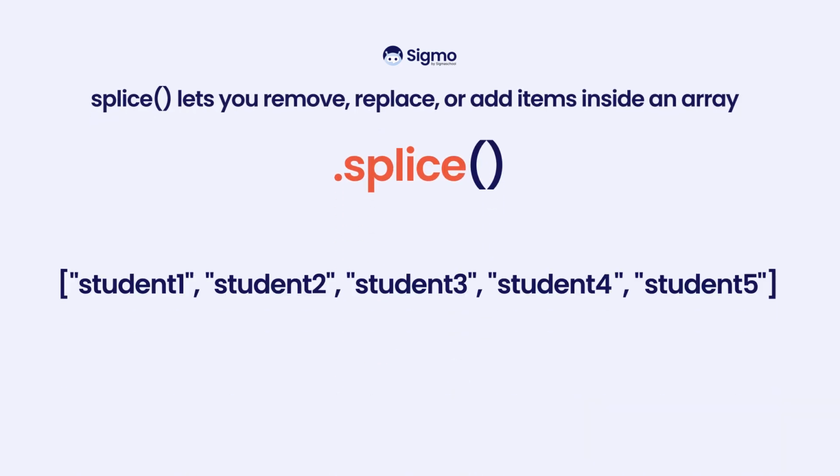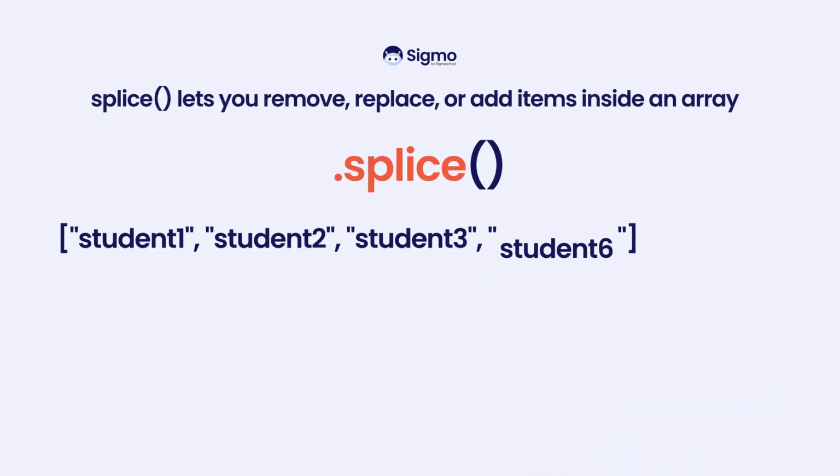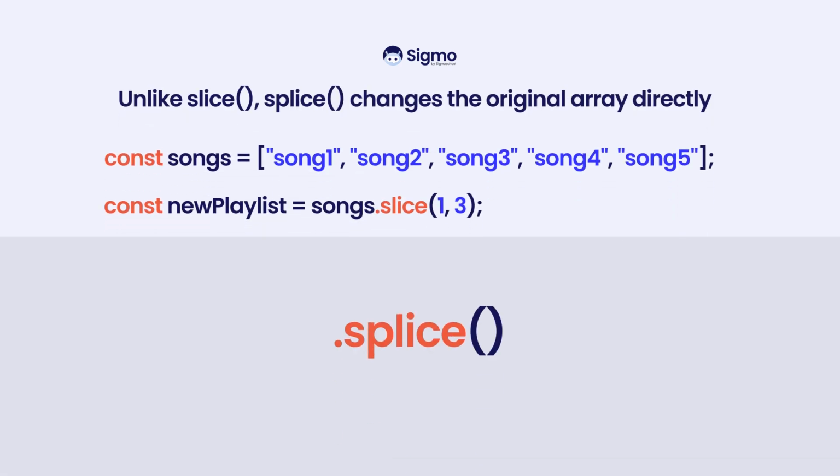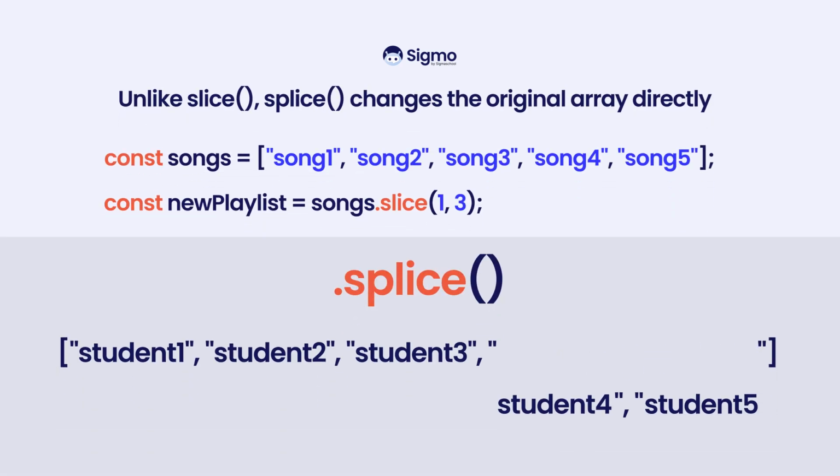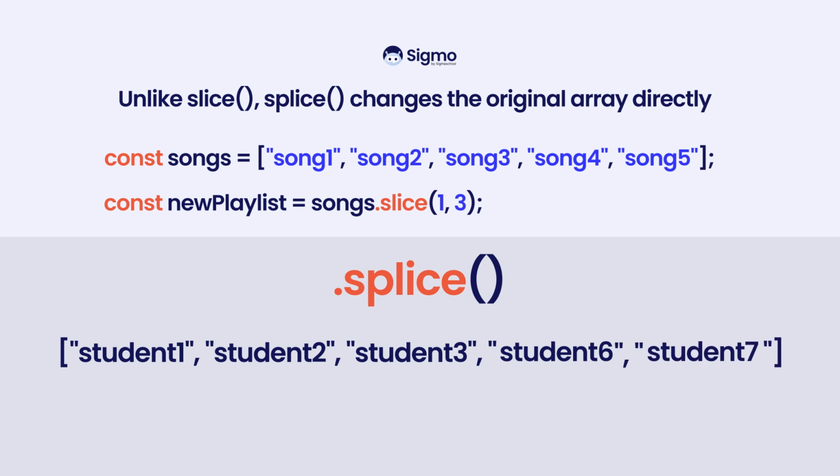Splice is a built-in array method that lets you remove, replace, or even add items inside an array. Unlike Slice, Splice changes the original array directly. Think of it like editing the actual class attendance list, not creating a copy.